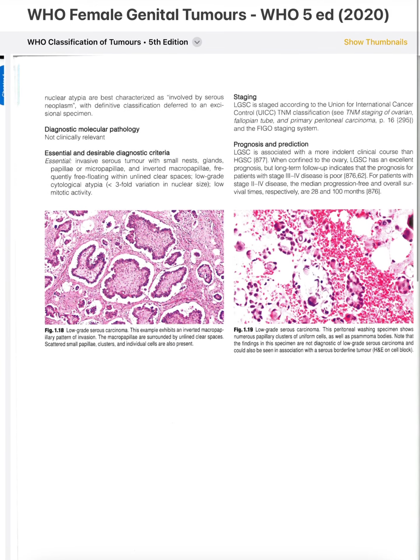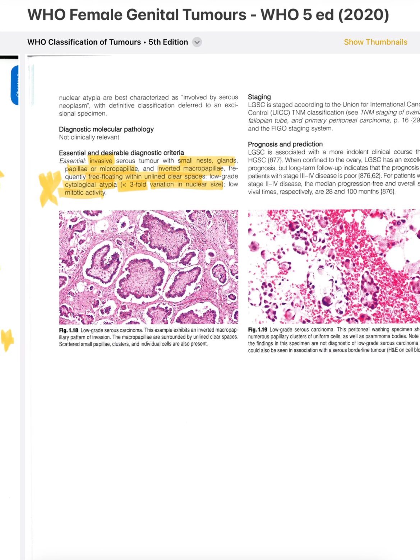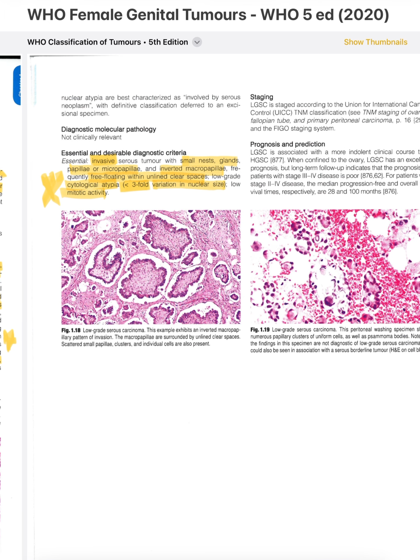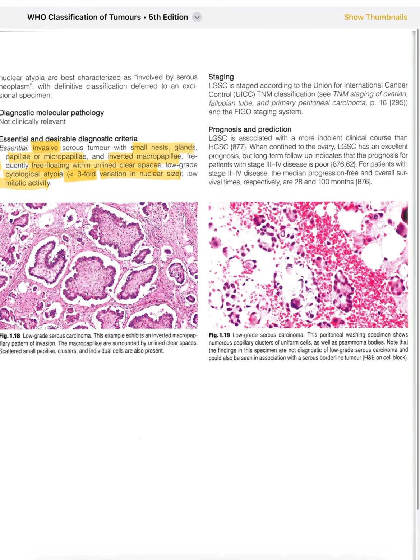If we talk about essential criteria, there should be an invasive serous tumor with small nests, glands, papillae or micropapillae, and inverted micropapillae, frequently free floating within unlined clear spaces. Low grade cytological atypia should be there, as I already mentioned, with less than 3-fold variation in nuclear size and low mitotic activity. This is staged according to the Union for International Cancer Control TNM classification.